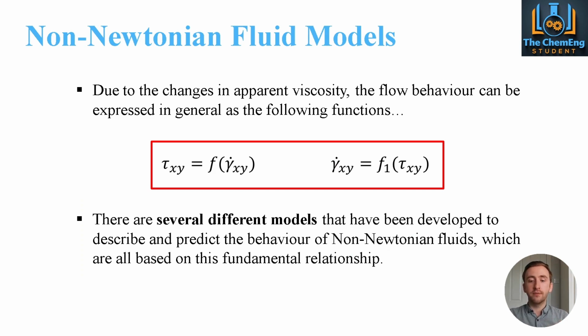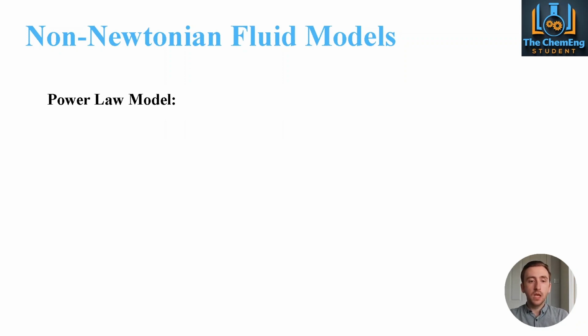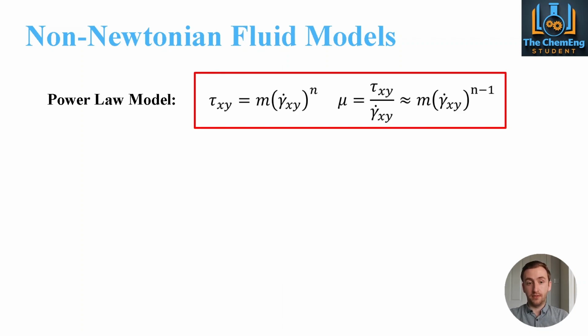Now there are several different methods that have been developed in order to describe and predict this non-Newtonian fluid behaviour. And these are all based on fundamental relationships. The first one being the power law method. So the power law model essentially gives us two parameters, which are model fitting parameters m and n. Now we can relate this to the apparent viscosity, because this is the relationship between shear stress and shear rate.